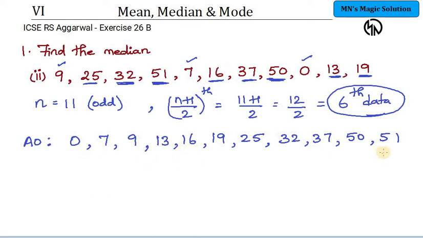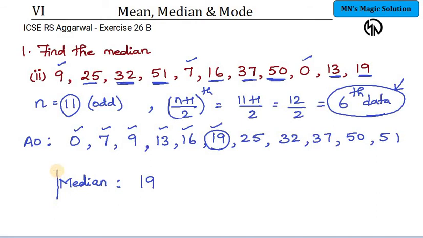So 11 data are here and we have already found out the total number of data is 11. It is odd and therefore the 6th data has got to be the middle data. So which is the 6th data? 1, 2, 3, 4, 5, 6. So the 6th data is 19. So the median for this set of data is 19.